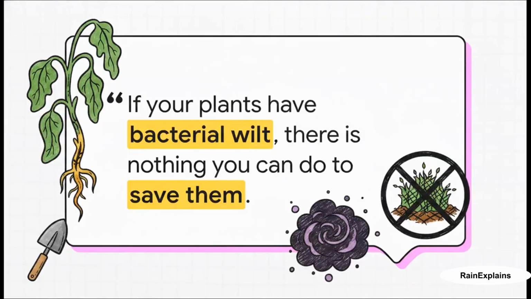This brings us to a pretty harsh reality, perfectly summarized by guidelines from the Plant Disease and Insect Clinic. They state, if your plants have bacterial wilt, there is nothing you can do to save them. Infected plants will not recover and should be removed and destroyed. Now, the exact same devastating rule applies to severe fungal vascular wilts. Once that internal vascular system is heavily compromised and discolored, the victims simply cannot be saved. The absolute best course of action is safe removal to protect the rest of your garden from the spreading pathogen.